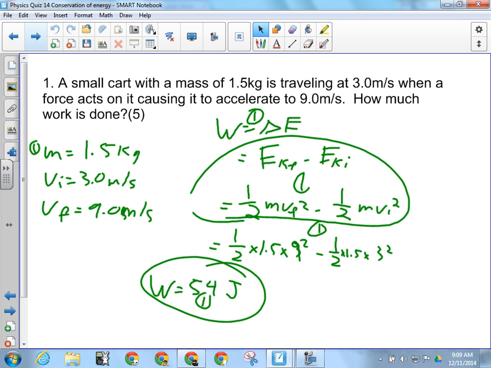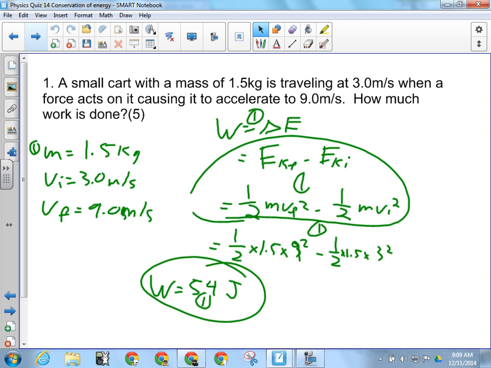All right, so I'm looking at my formula here. I've got kinetic energy that's changing, so final kinetic minus initial kinetic, 1/2 mvf squared minus 1/2 mvi squared. Give them a mark if they got to that point. Then they plug in the numbers, 1/2 times the mass, 1.5, times the final speed, 9 squared, minus 1/2 times 1.5 times 3 squared. When we do that, we should get a final answer of 54 joules. So everywhere you see a circled little 1, they get a mark.